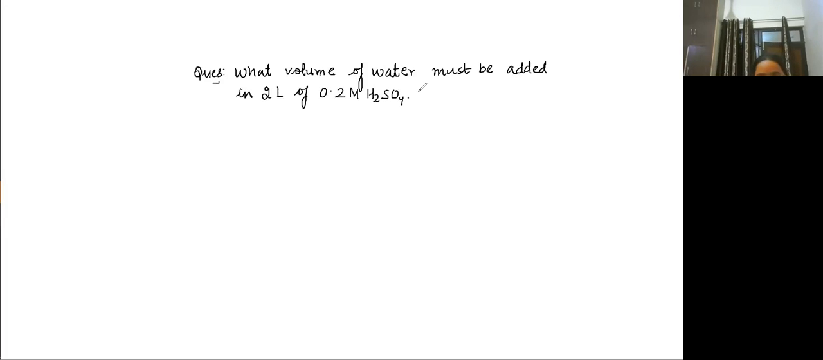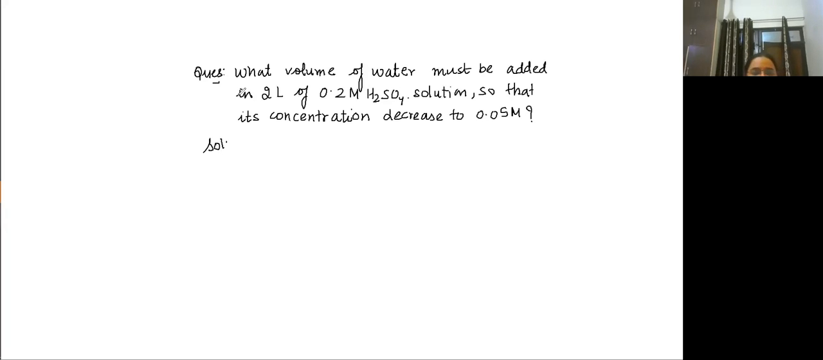What volume of water must be added in 2 liter of 0.2 molar H2SO4 solution so that its concentration decreases to 0.05 molar.